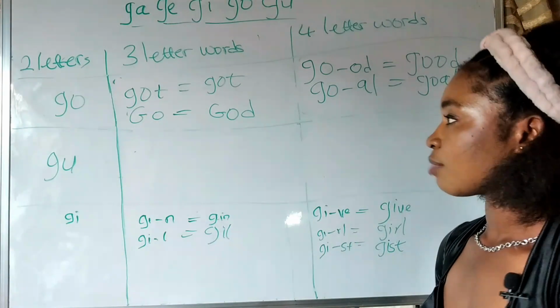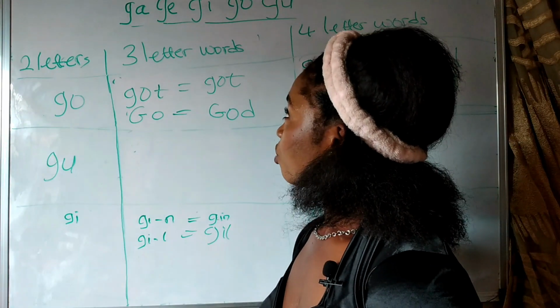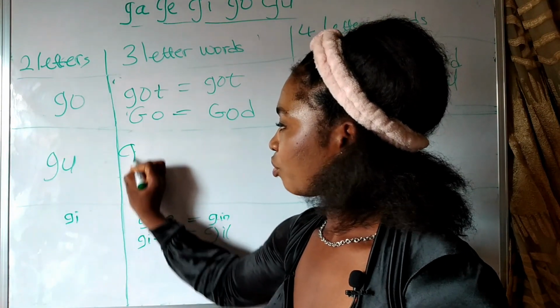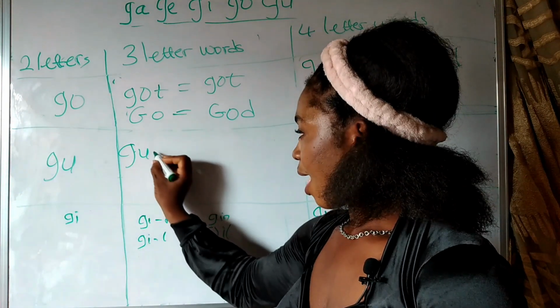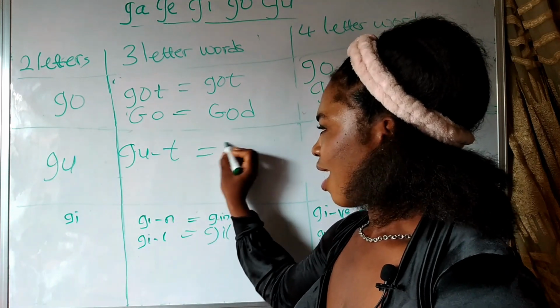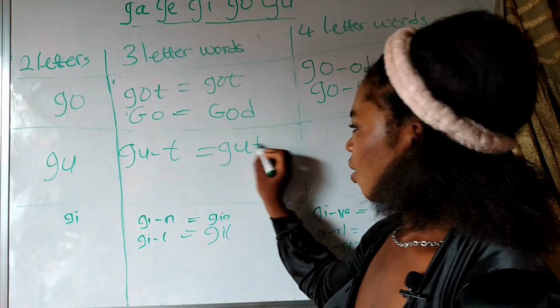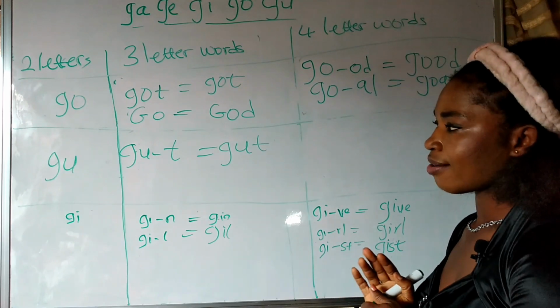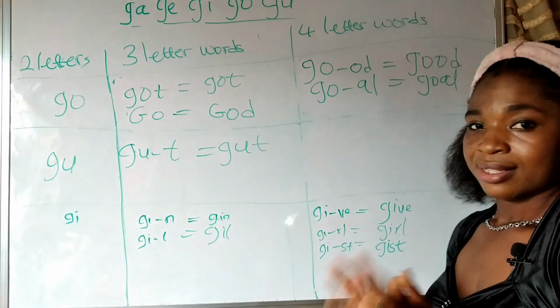Now let's move on. The next one, the good sound. I have G-U. I can add T, and it arrives at gut. Yeah, gut, the system. That's that.